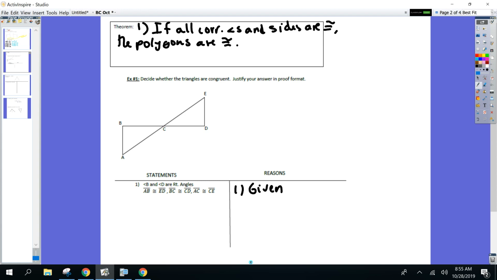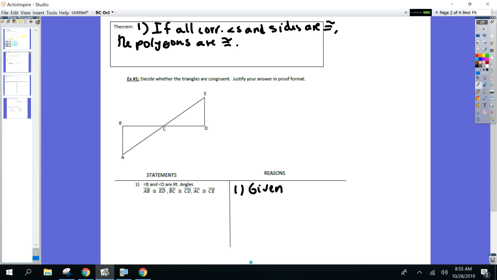Are these triangles congruent? Well, how are we going to figure out if they are or not? How many angles in a triangle? 3. You better prove all 3 pairs congruent then. And how many sides? You better prove all 3 pairs congruent then. That's what's going to make these two triangles congruent: all 3 pairs of angles, all 3 pairs of sides.